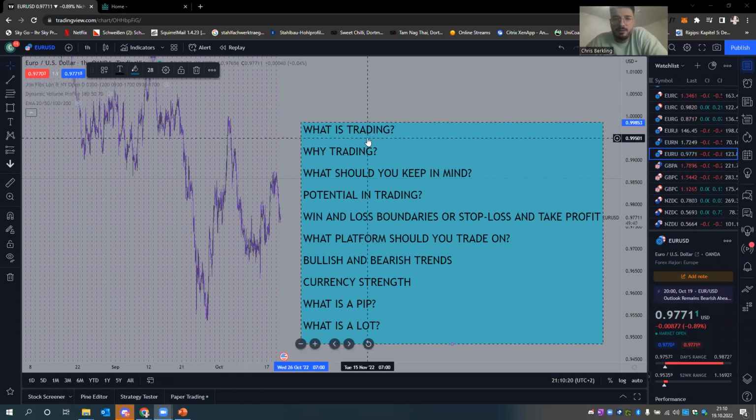So I'm gonna go over with you guys today what trading is, why trading, what you should keep in mind, potential in trading, win-loss boundaries or stop loss and take profit, as we're gonna call it. What platform should you trade on? What are bullish and bearish trends, currency strength, what is a pip and what is a lot?